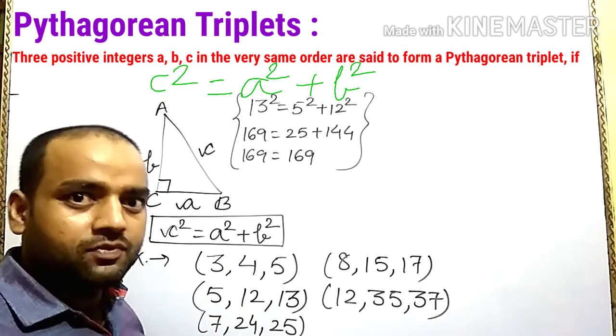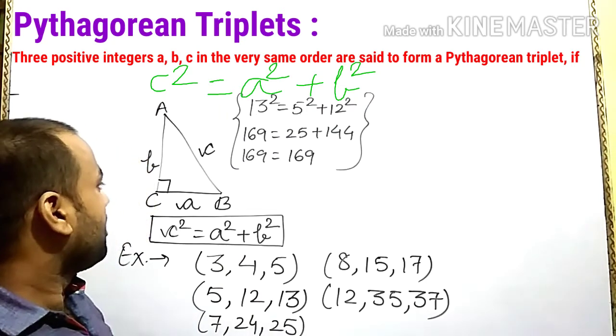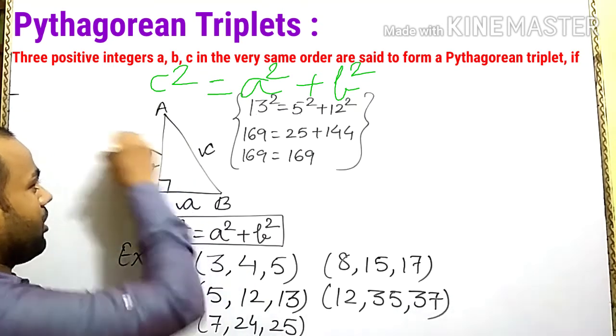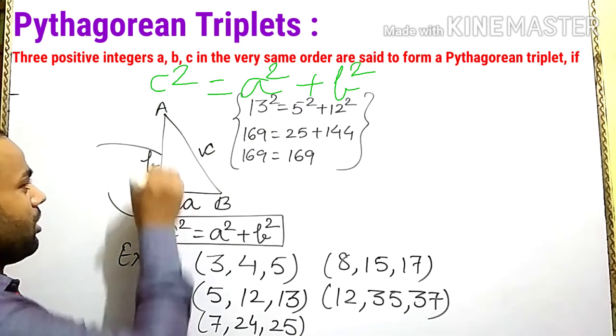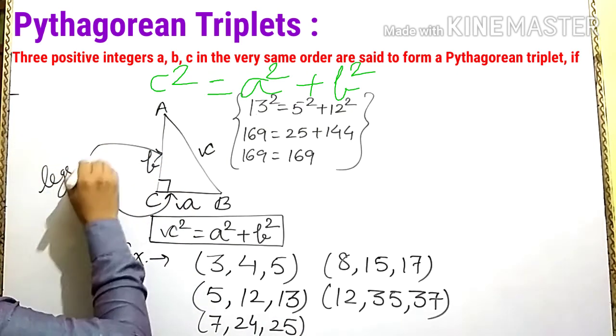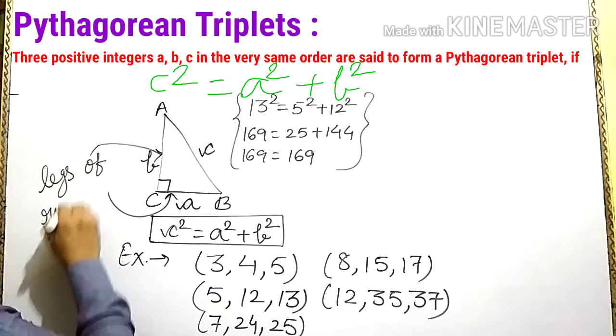Is it clear? Now here also sides a and b are called legs of the right triangle.